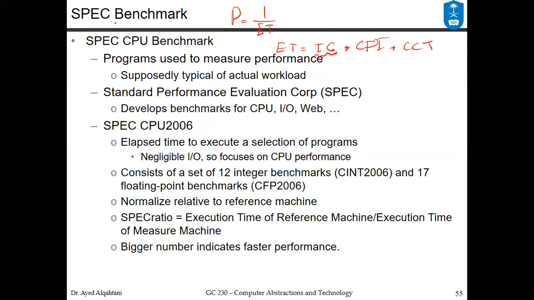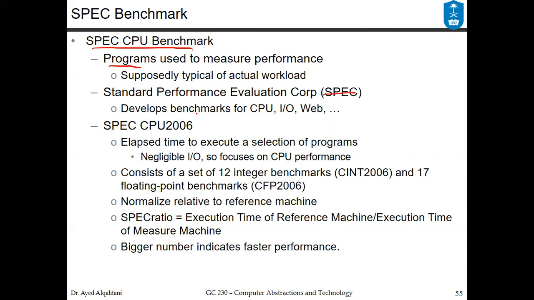What we do is use a benchmark. There is a famous one called the SPEC benchmark. The SPEC CPU benchmark contains many programs that have different instruction counts and different cycles per instruction. It also depends on the machine itself, and in turn it is affected by the CCT. However, the major point here is the instruction count. The SPEC CPU benchmark programs are used to measure performance, supposedly typical for actual workload. It's standardized. SPEC is actually an abbreviation of Standard Performance Evaluation Corporation.